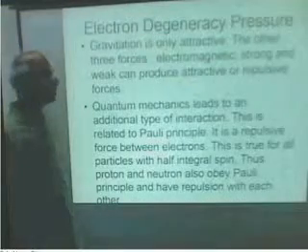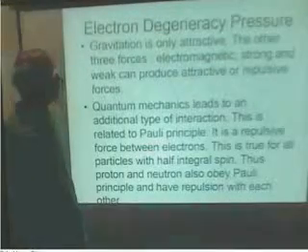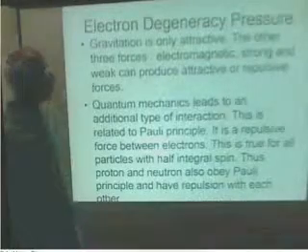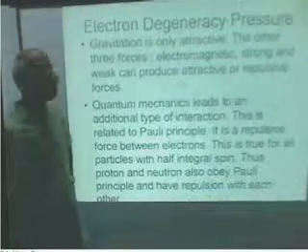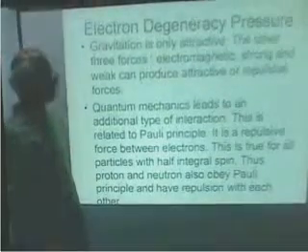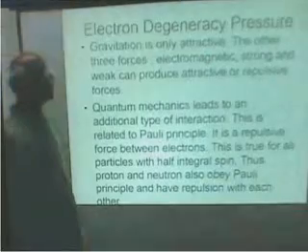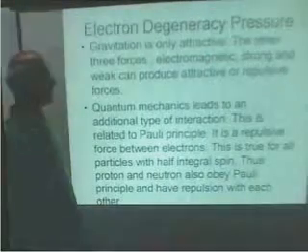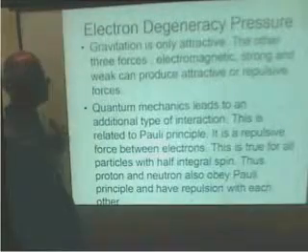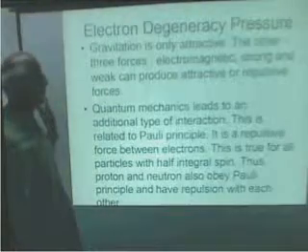The question is, how does the white dwarf have stability or equilibrium? Because it has no nuclear reaction, there is no thermal pressure produced by the nuclear reaction. So there must be some pressure produced somewhere. The pressure that is effective in a white dwarf star is called electron degeneracy pressure. Let us understand what this electron degeneracy pressure is.